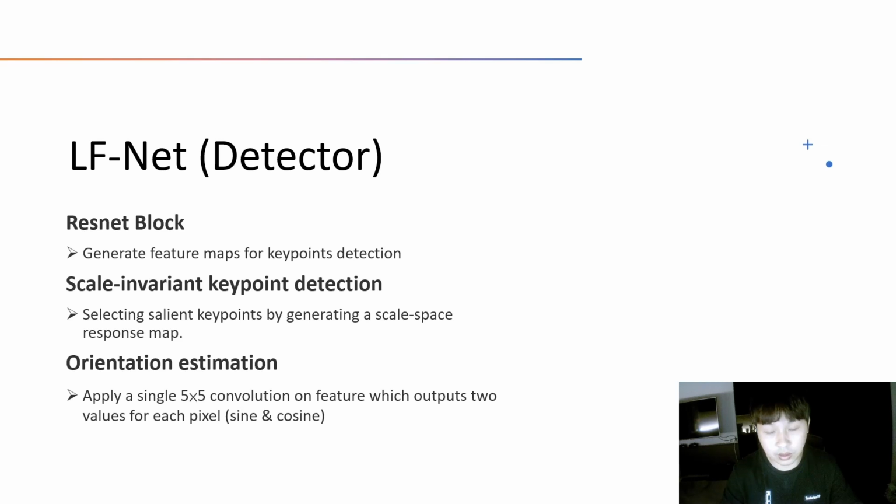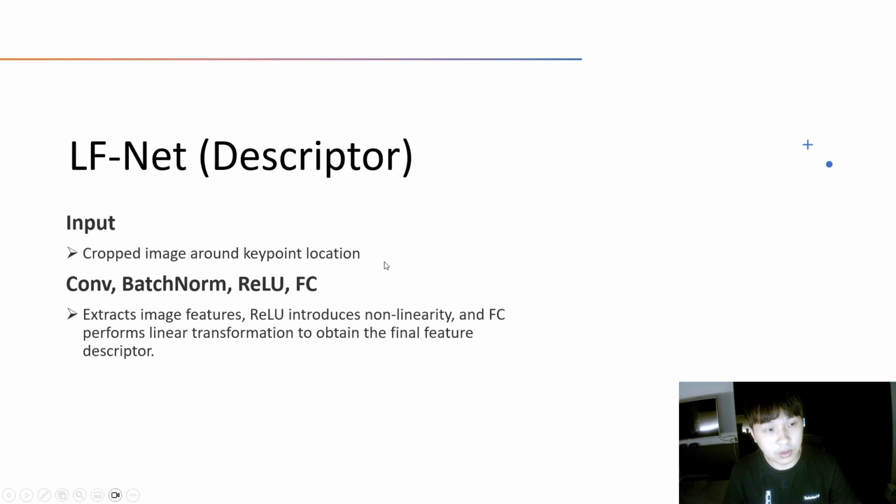We will get the key point location and direction at this detector network. And after we get the location of the key points, we will crop the image around the key points. Now we have to let this patch go into the descriptor.